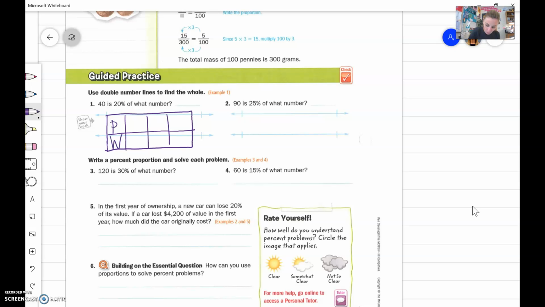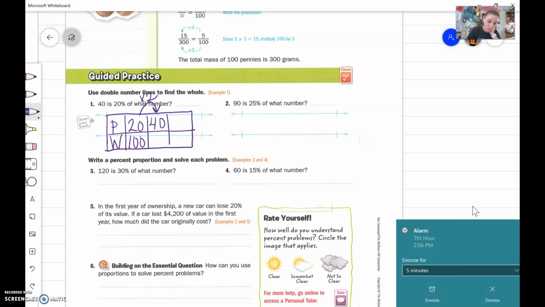So I have my part and my whole, and I have 40 is 20% of what number? So we can do 20% here. The whole of percent is 100. And then I can do 40 right here because I don't need another space. I don't have to scale back to scale forward on this one. So here, how do I get from 40 to 20? I multiply by 2. If I multiply the top by 2, I have to multiply the bottom by 2. So 100 times 2 is 200. Therefore, my answer is 200.